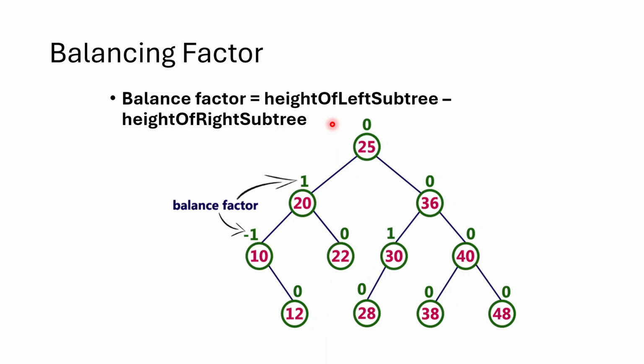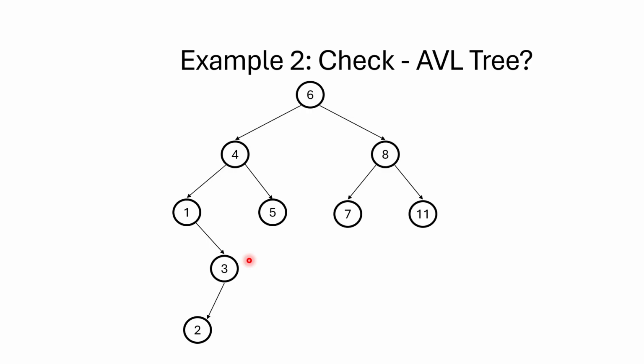So the balancing factor for all the nodes can be observed to be either -1, 0 or 1. It can be any one of those three values. So this is a balanced tree, and I can perform searching of data in a very efficient way. That's the advantage of having an AVL tree.